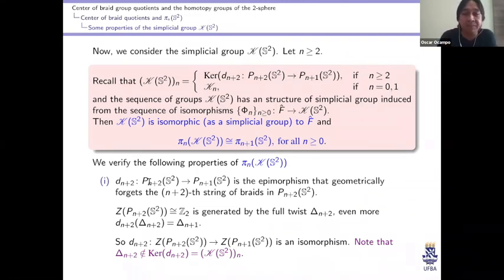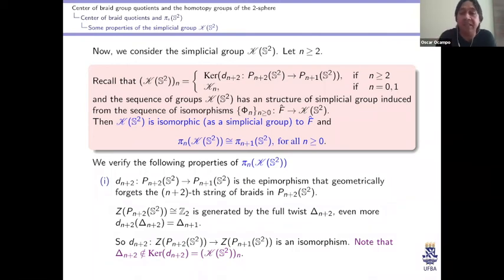We have these forgetting maps that geometrically forget the last string. The center is Z_2, generated by the full twist, also the full twist, but in this case it is the full twist in the pure braid groups over the sphere, and now it is a finite element of order 2. But anyhow, the center is Z_2, and when we forget one string, the projection of the full twist is again a full twist. And then we have that this d_{n+2} is an isomorphism, so it is not just surjective, but bijective.